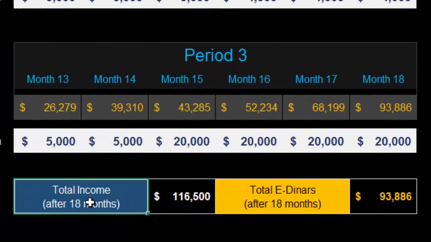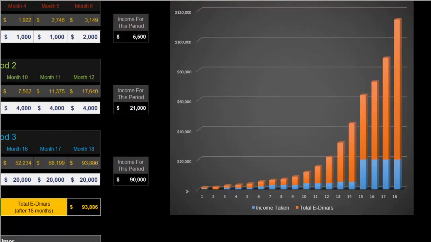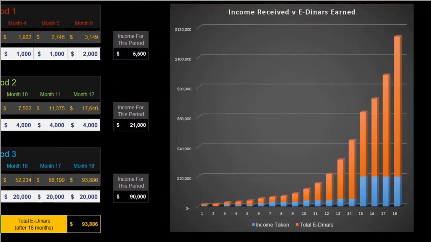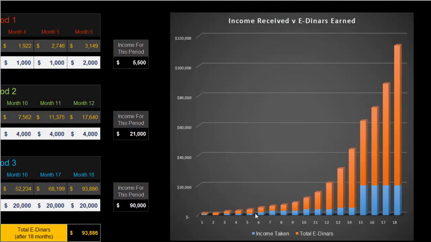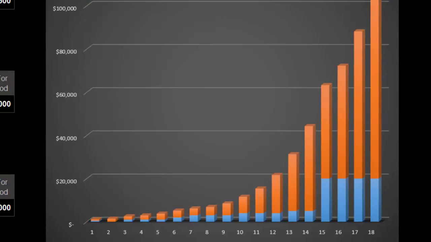And then if you scroll down, further down, you'll notice that there's a box here that says total income after 18 months. So in this example, we've taken out 116,500, but you're left with a total of 93,000 E Dinars in your account after 18 months. And if you were to scroll to the right here, you'll see a graph that highlights the amounts that you've taken out and what you've left. So the blue boxes are the amounts that you've taken out, and the orange boxes are the E Dinars that you've left compounding. So it's just a visual representation of what you've got.